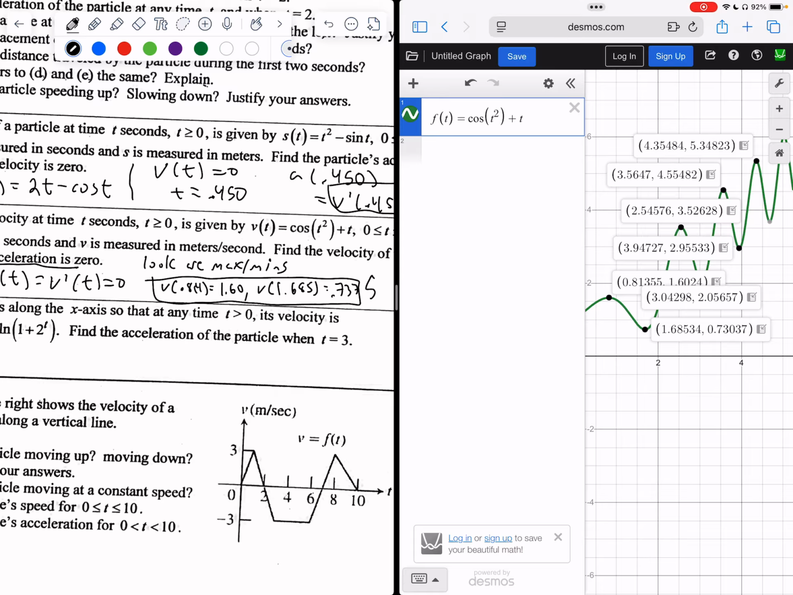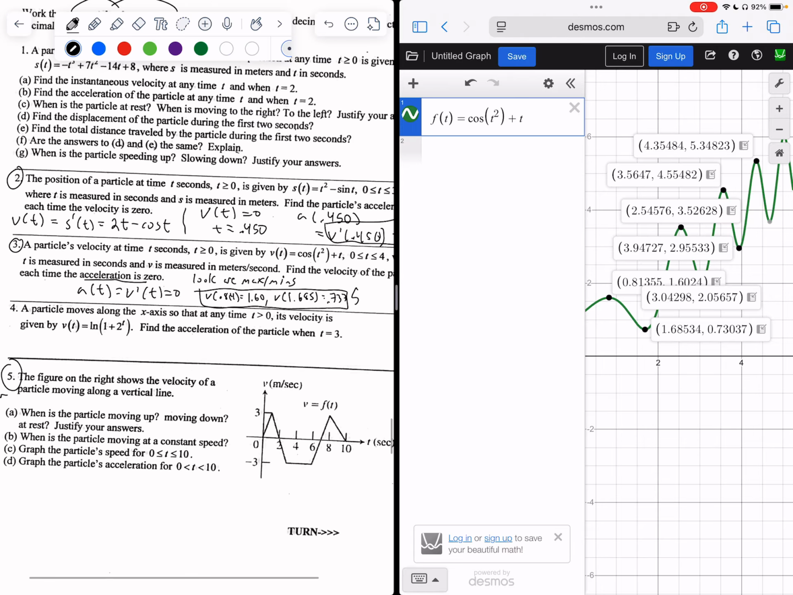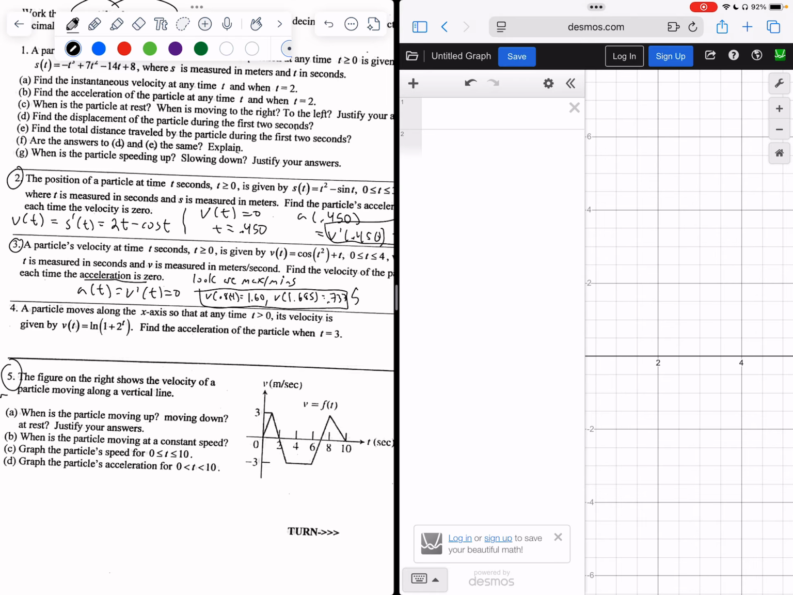All right. So let's take a look at another question here real quick. This is an easy one. This one came straight out of the AP exam. A particle is moving along the x-axis, and they give us the following velocity: natural log of 1 plus 2 to the t. We want to find the acceleration. This one should take you about 30 seconds. So we can type it in.